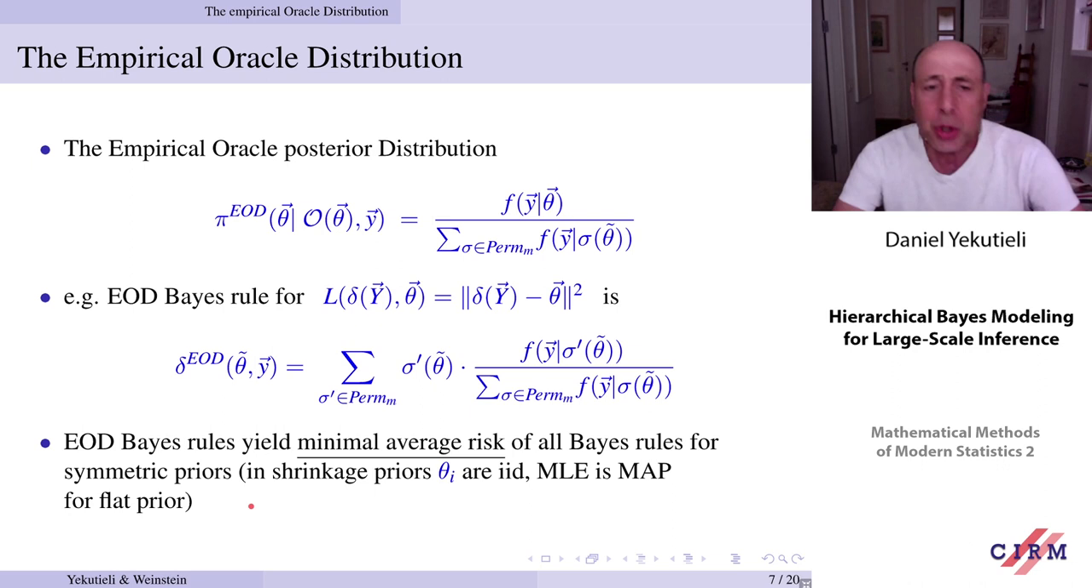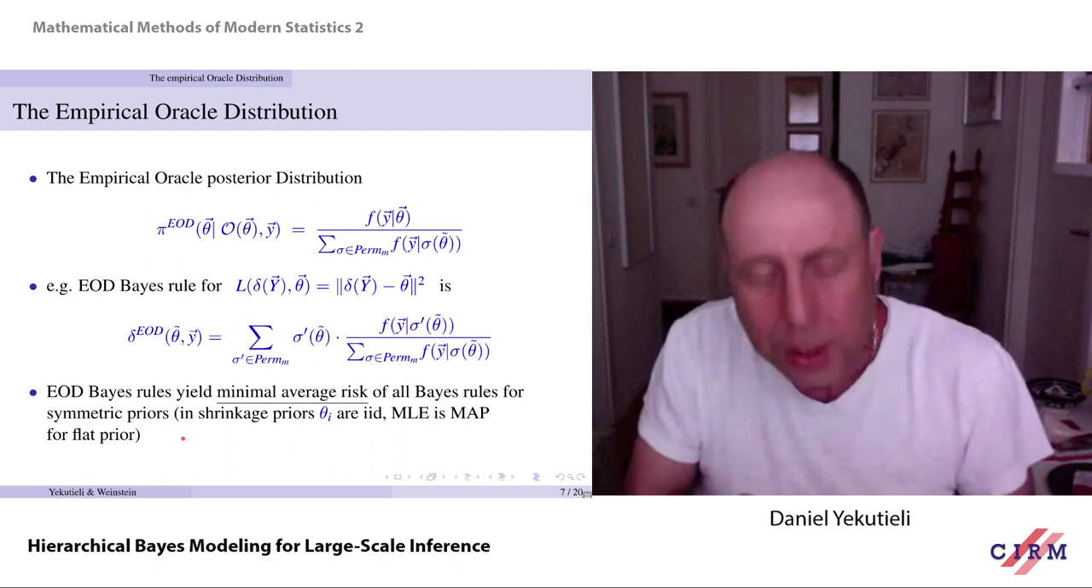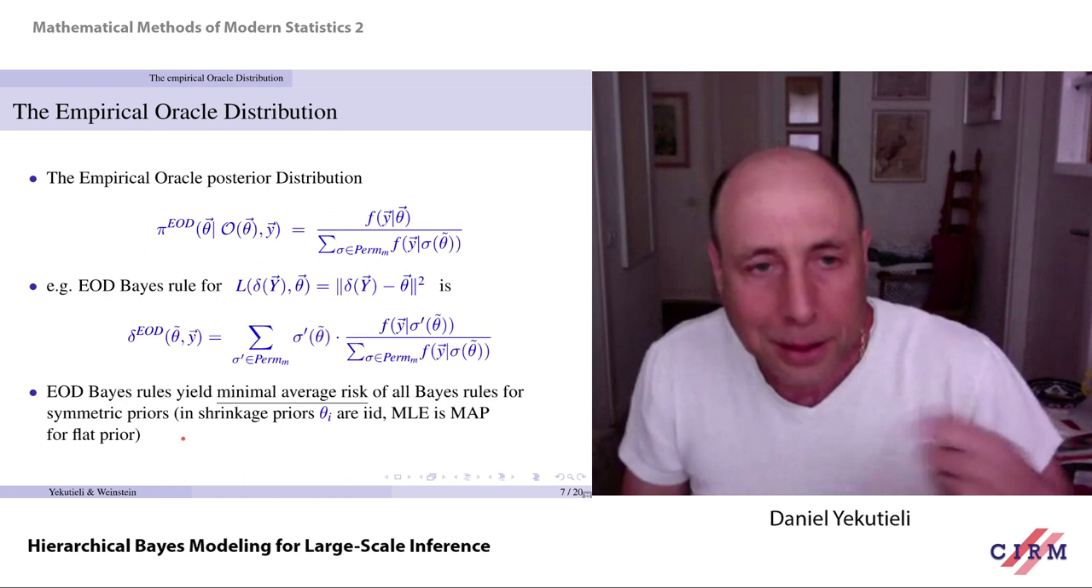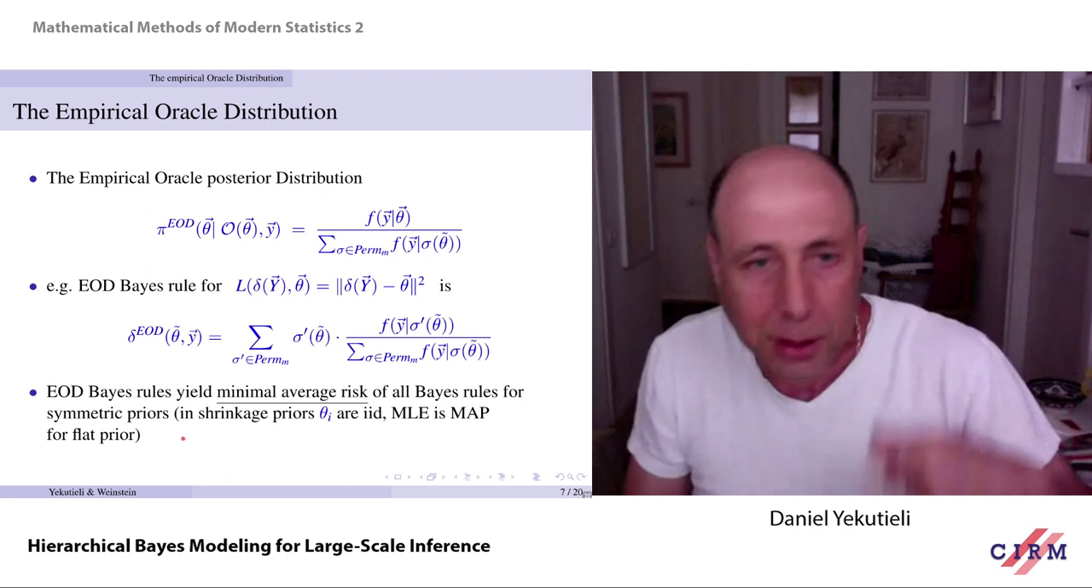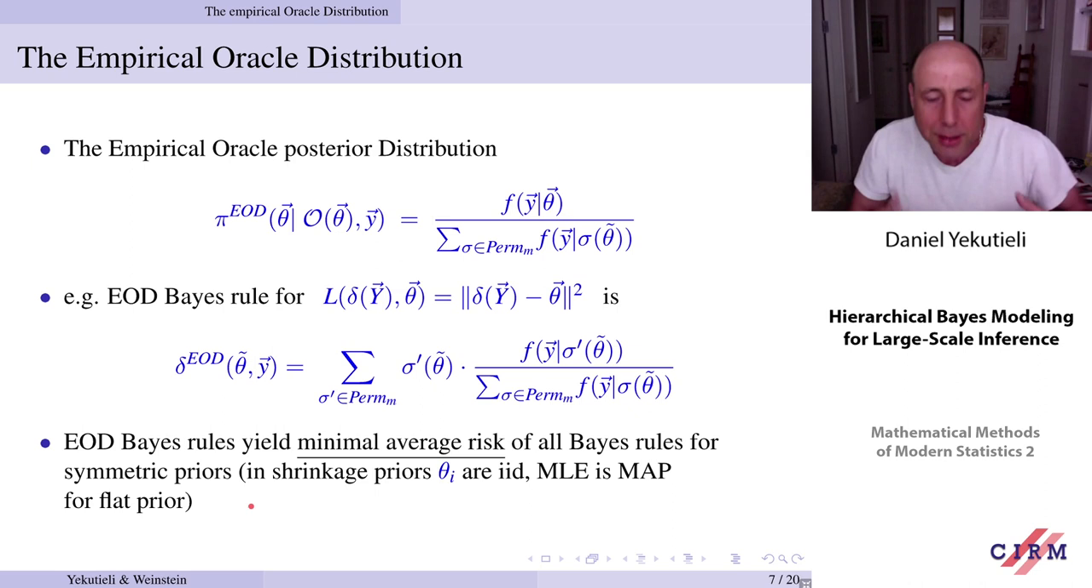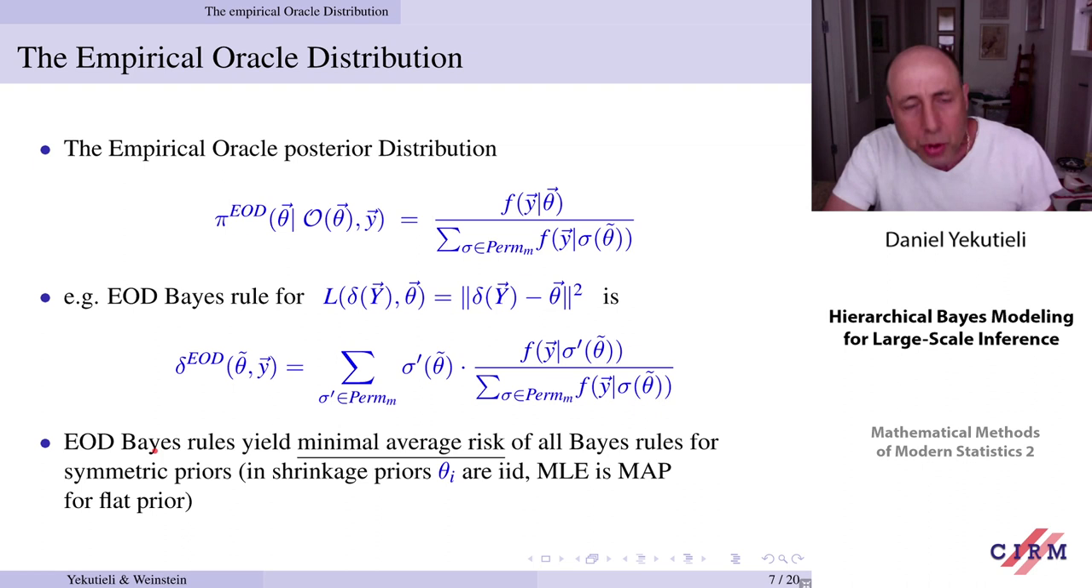for symmetric priors. The thing you have to keep in mind is that most priors that we actually use in practice are symmetric. For example, in all these shrinkage priors, the theta I are assumed to be IID from some joint distribution. Once a joint distribution consists of IID components, per definition, it's symmetric. So having a symmetric prior is the usual case. Furthermore, an MLE can be thought of as the MAP for using a flat prior. This means that from a Bayesian perspective, using this construct of empirical oracle distribution Bayes' rule, for most cases, actually minimizes the average risk, if we would have known it. But this is from a Bayesian perspective.